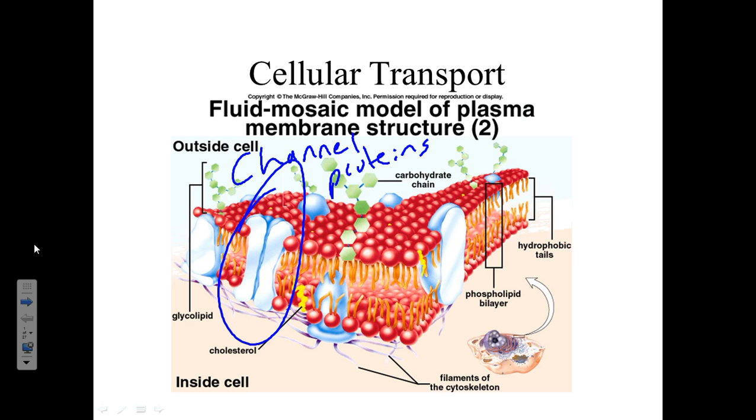for each different thing that needs to get in and out of the cell. They're specific. For example, a channel that would let chloride ions in won't let anything else in. It only lets Cl minuses go through. A channel for glucose will only let glucose go through, pretty much. The channels are very specific.